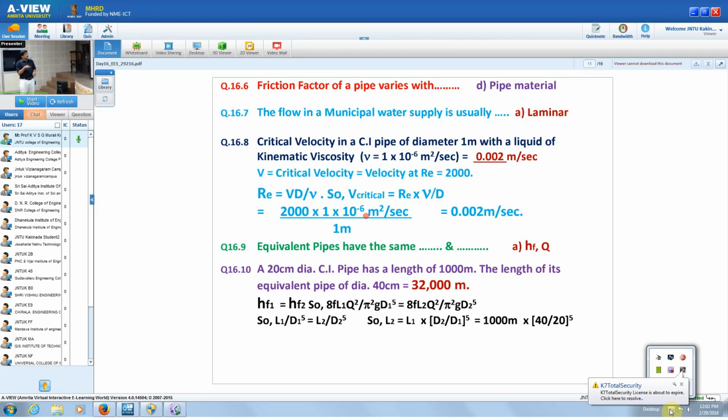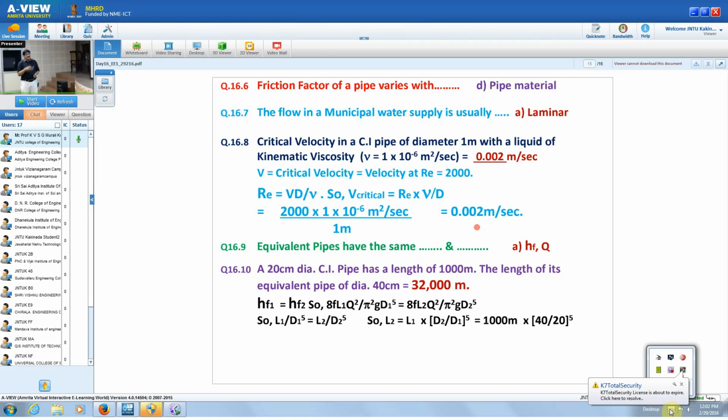So what is the critical velocity? 0.002 meter per second. Am I clear? Now, the answer is not important. What you are learning out of the analysis is important. What is the velocity maintained in pipelines? 1 meter per second. What is the velocity here?